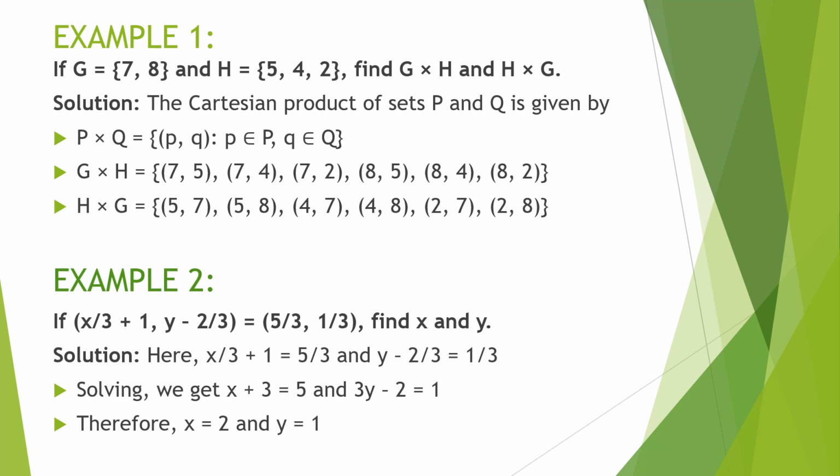Second example: if (x/3 + 1, y - 2/3) is an ordered pair equal to (5/3, 1/3), find x and y. We have just seen that if two ordered pairs are equal, then you have to equate the elements. So x/3 + 1 is equal to 5/3 and y - 2/3 is 1/3. Solving them, we get x is equal to 2 and y is equal to 1.